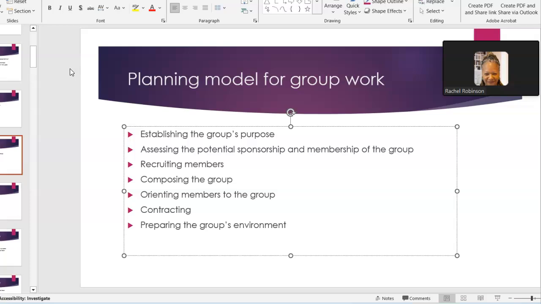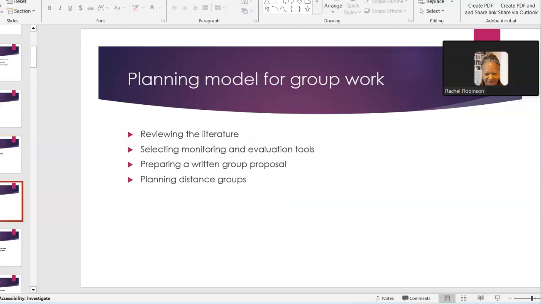So as you can see here, there are about 11 different steps. They include establishing the group's purpose, and each step has to be addressed in your paper. So you're going to look at establishing the group's purpose, assessing potential sponsorship and membership, recruiting group members, composing the group, what does it look like, orienting members to the group, contracting, preparing the group's environment, reviewing the literature, selecting and monitoring evaluation tools, preparing a written group proposal, and planning distance groups.